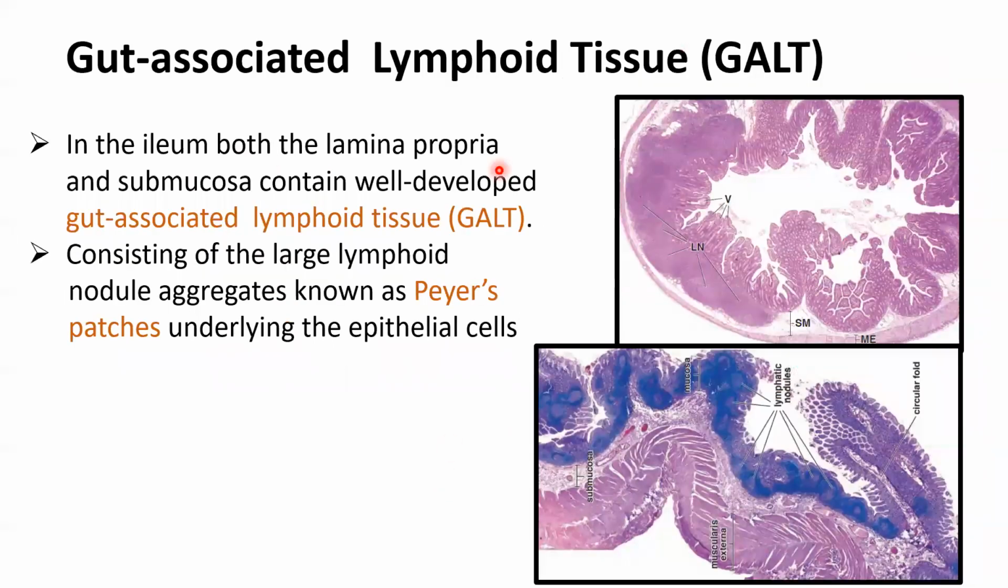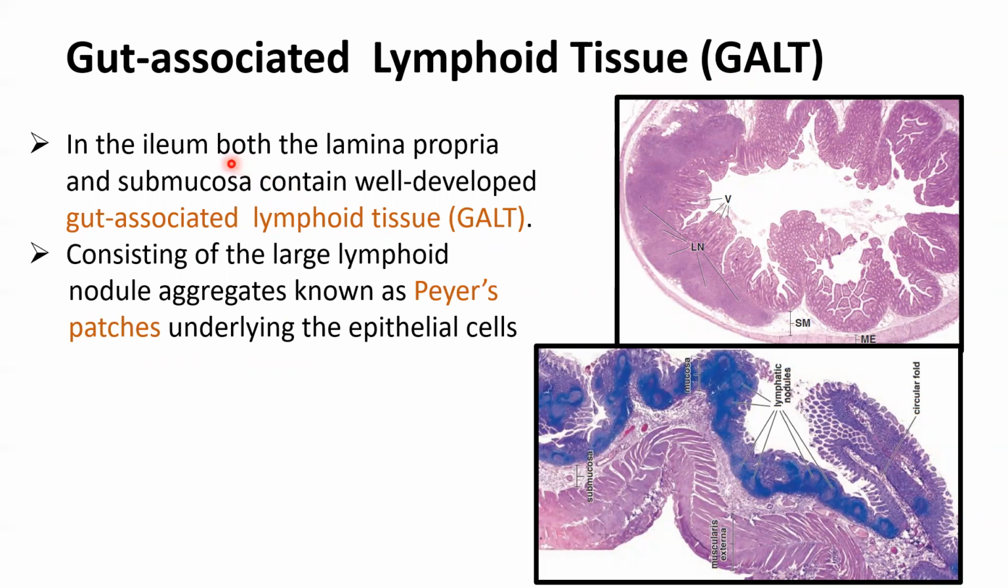Now, I told you about the infiltration of the lamina propria with all this lymphoid tissue. They have a name for this, actually. They call it GALT, which is gut-associated lymphoid tissue. In some other places, they call it MALT, mucosa-associated lymphoid tissue, which is found in things like the tonsils and other organs. But because it's such a significant amount of lymphoid tissue, they give it a name.